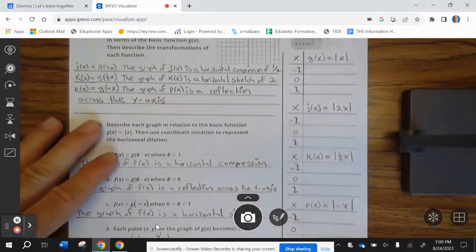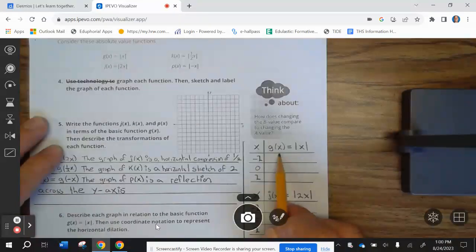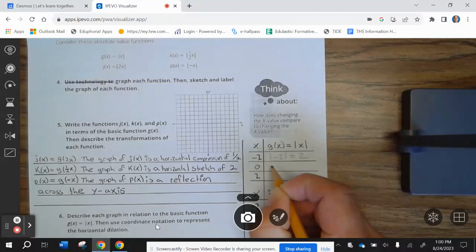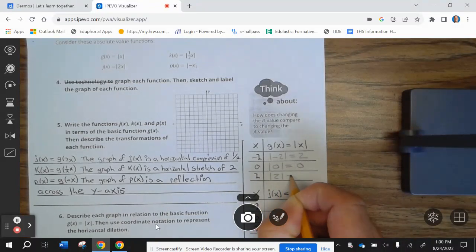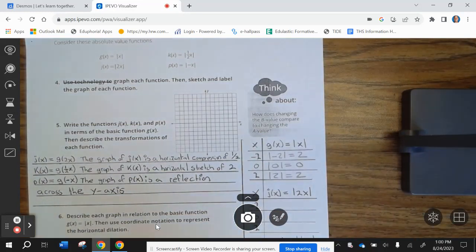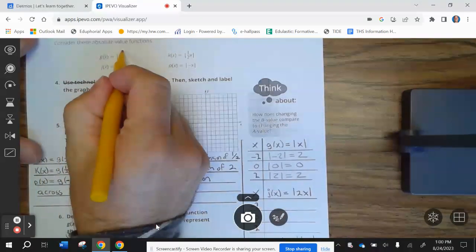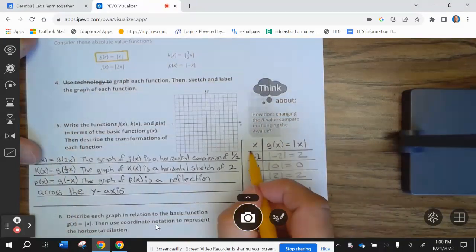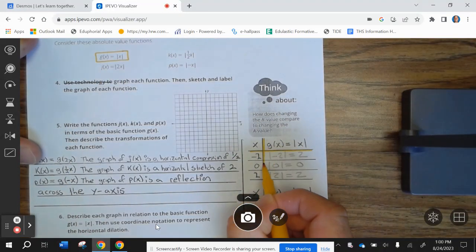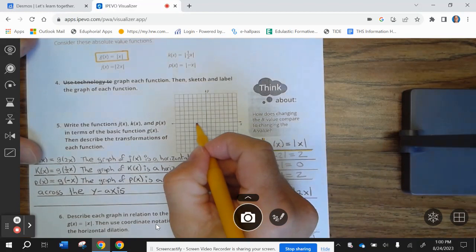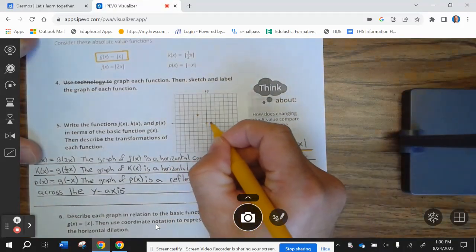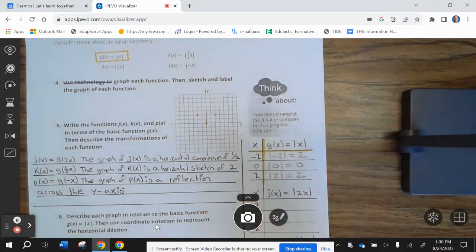All right, so now let's take a look at g of x. So that's the absolute value of negative 2, which equals 2. Absolute value of 0 equals 0. Absolute value of 2 equals 2. Let's go ahead and graph that in yellow. So negative 2, 2, 0, 0, 2, 2.